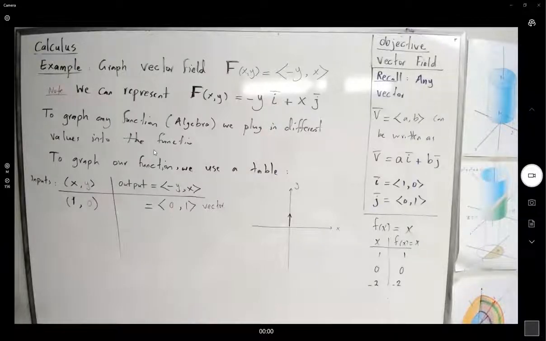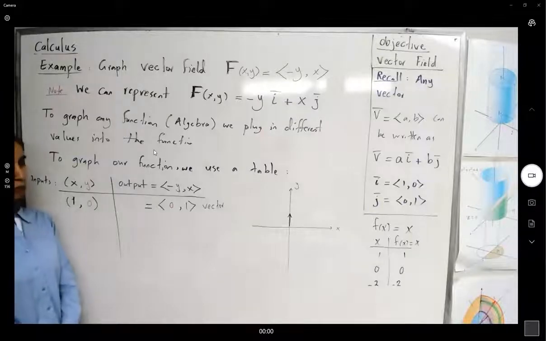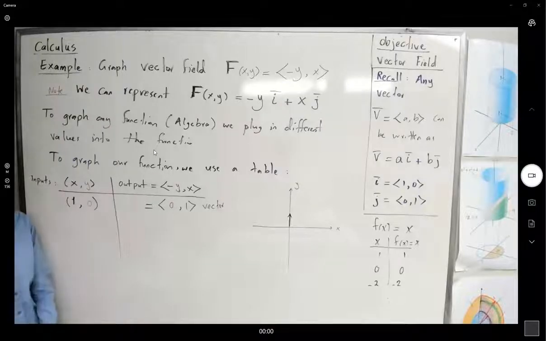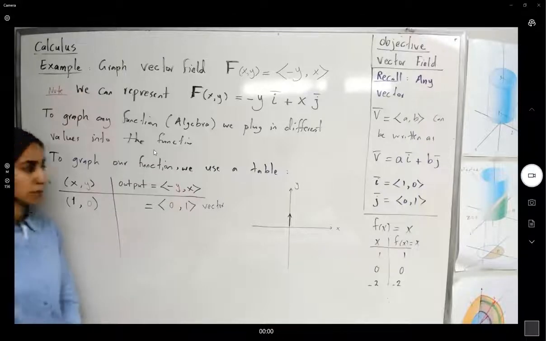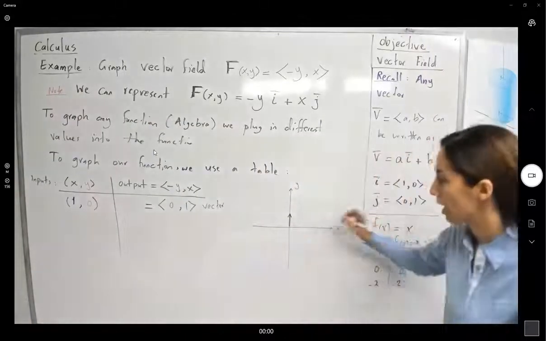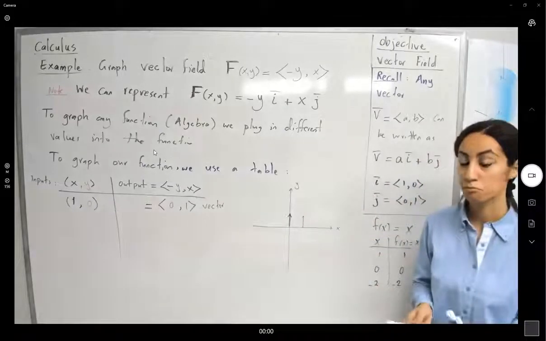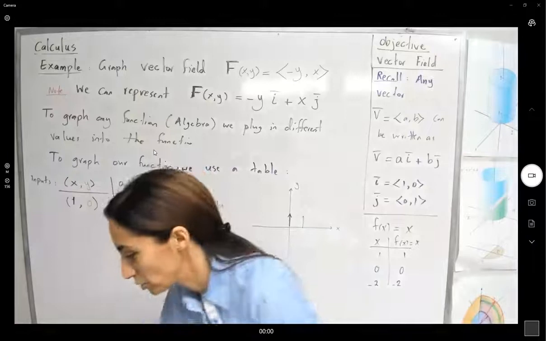Now I expect you to ask, what about the input values? How do I use the input values? I found this vector. Well, shouldn't this be starting at this point, related to the position? So what do you think?